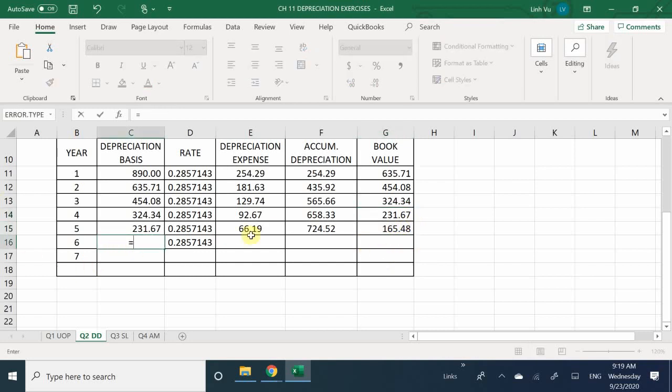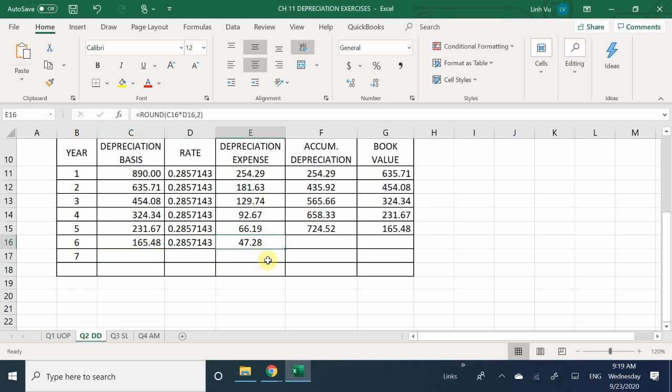Now, year 6 is going to be this number here. And let's continue. Oh, it solved it for me. So it should be $47.28. Okay, so what's my accumulated depreciation going to be for year 6? 771.80. And then lastly, what is my book value going to be as of year 6?